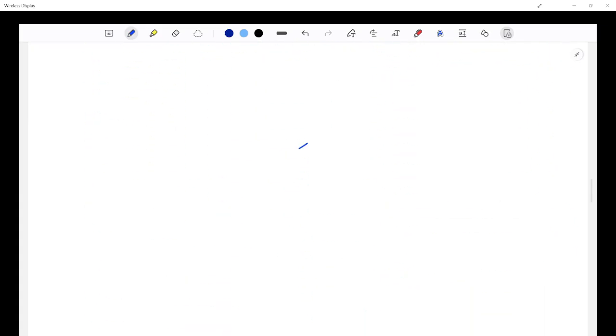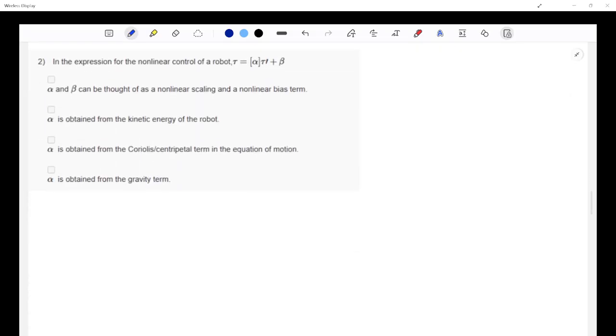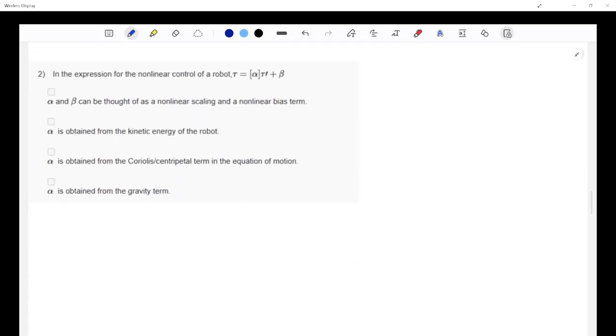Okay, let's move to the next question. In the expression for the nonlinear control of a robot, tau is equal to alpha tau dash plus beta. Alpha and beta can be thought of as a nonlinear scaling and nonlinear bias term. Alpha is obtained from the kinetic energy of the robot. Alpha is obtained from the Coriolis centripetal term in the equation of motion. Alpha is obtained from the gravity term.